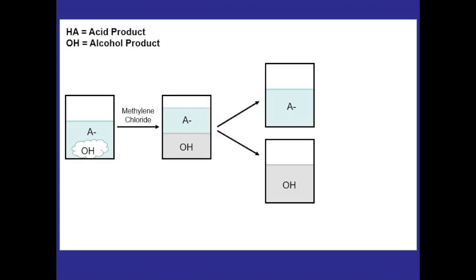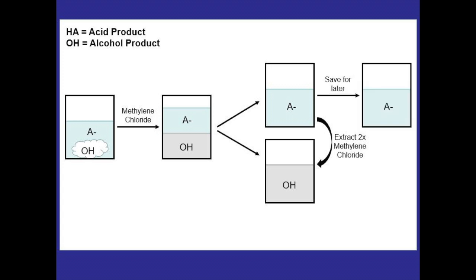Now we can separate the two phases, and then to make sure that we get all of the organic product out of the aqueous layer, we'll go ahead and extract that aqueous layer 2 more times with methylene chloride and combine all the organic extracts together. And we'll save the aqueous phase for later because that contains our acid product. We don't want to toss that.